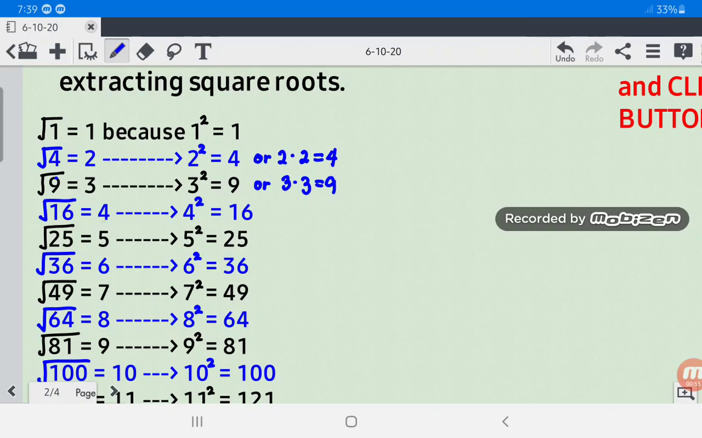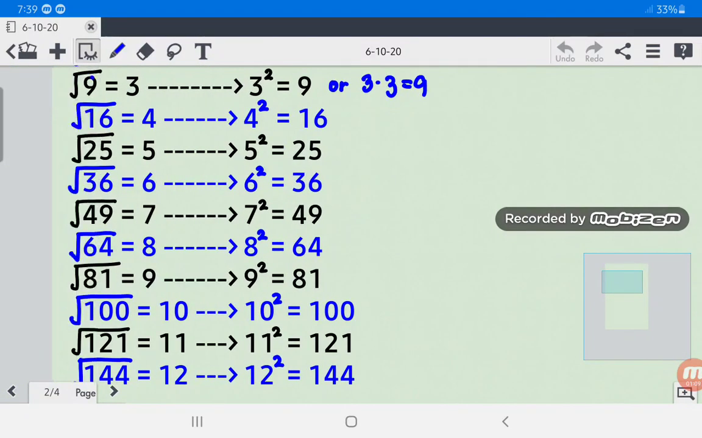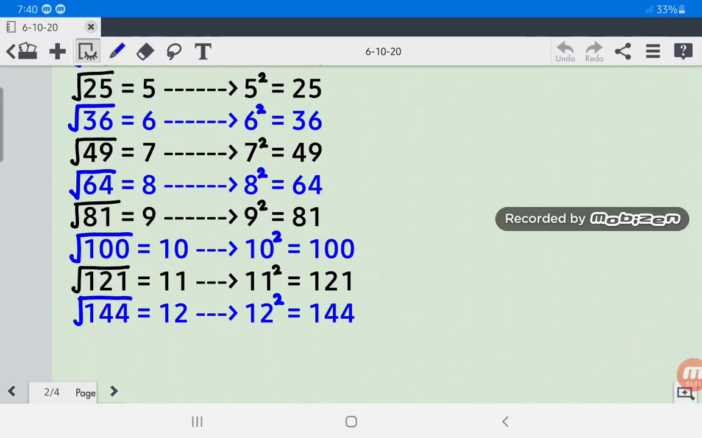Then square root of 16 is equal to 4, because 4 squared is 16. Square root of 25 is equal to 5, because 5 squared is equal to 25. Square root of 36, that is equal to 6, because 6 squared is equal to 36. Square root of 49 is equal to 7, because 7 squared is equal to 49, or 7 times 7. Then square root of 64 equals to 8, because 8 squared is equal to 64. Square root of 81 is equal to 9, because 9 squared is equal to 81. And then square root of 100 is 10, because 10 squared is equal to 100.